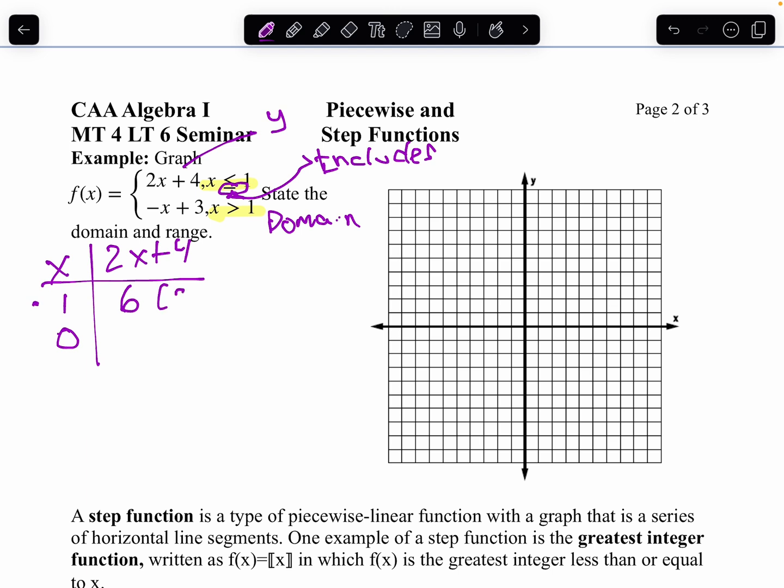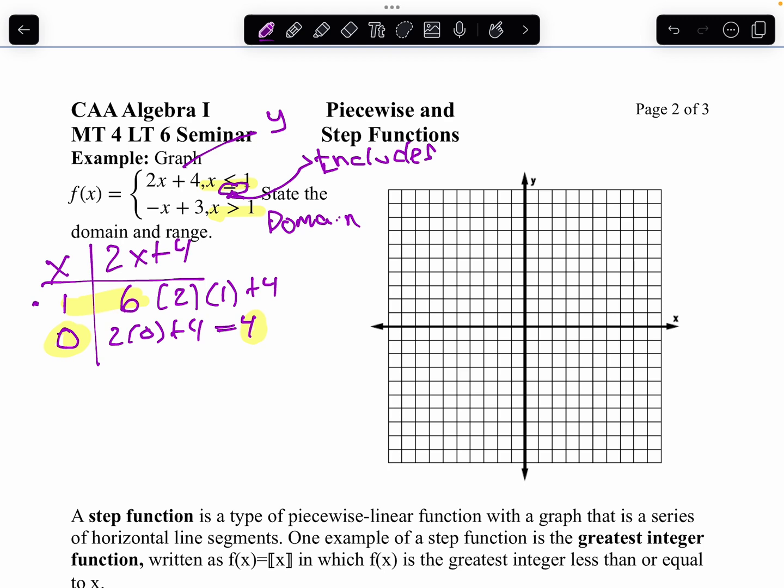Maybe I should write how I got that. I took 2 times 1 plus 4. In the next one, I'm going to take 2 times 0 plus 4, and that will be 4. So I'm going to graph 1, 6 and 0, 4. I know it's going to be a line.